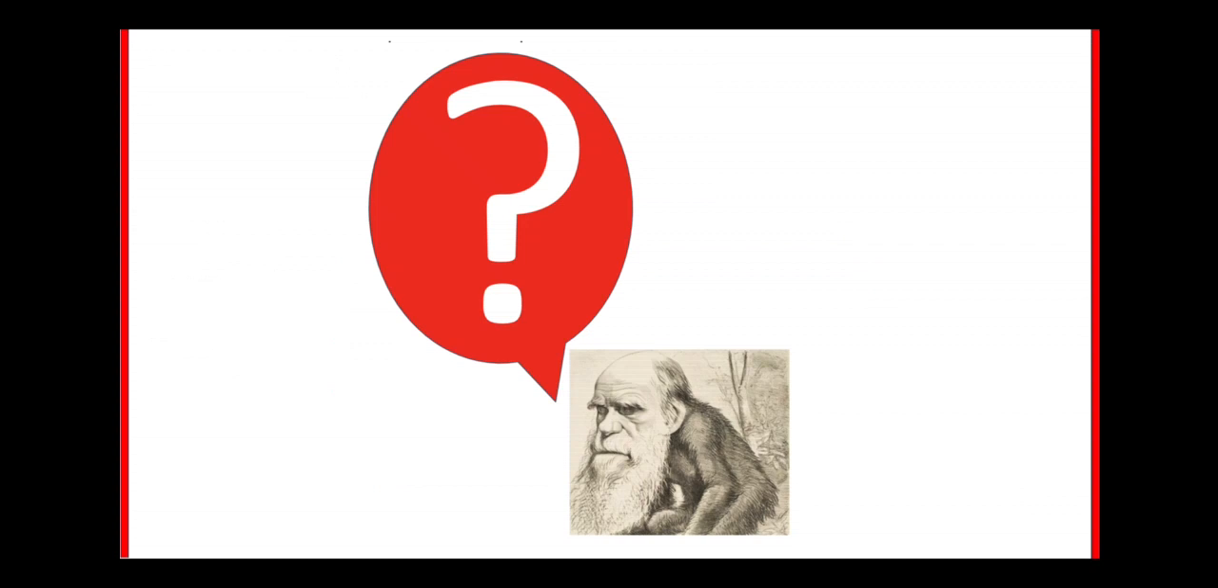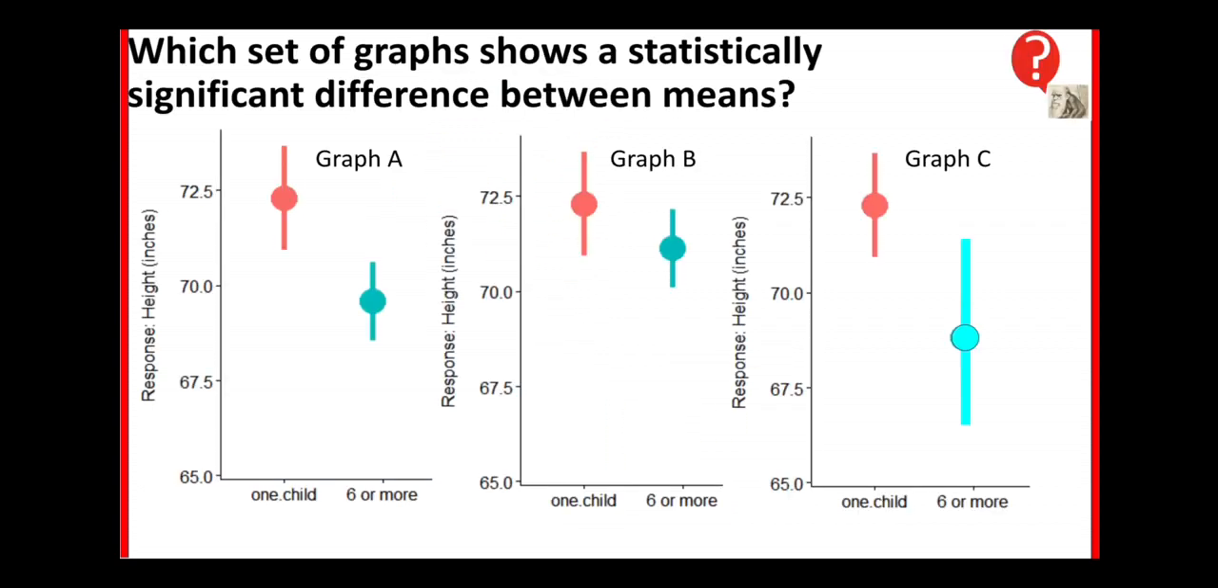Those of you who are taking this as a class should prepare to pause the video in order to answer the following question. Looking at these three graphs here, which set of graphs shows a statistically significant difference between two means? Is it graph A on the left, graph B in the middle, or graph C on the bottom? Which graph indicates a statistically significant difference between the two groups? Go ahead and pause the video and answer that on the course software.